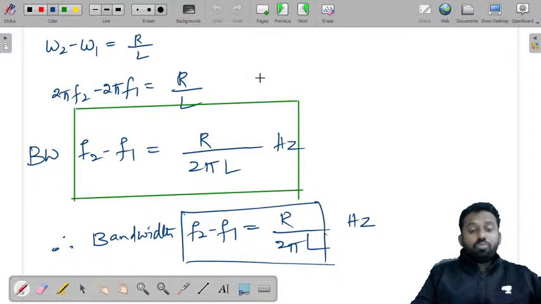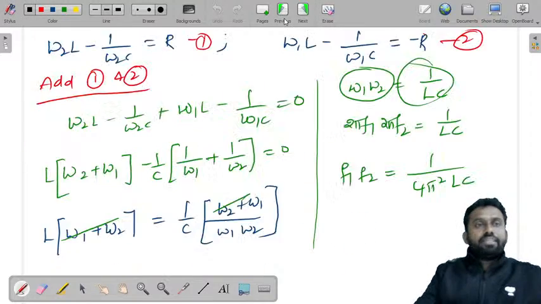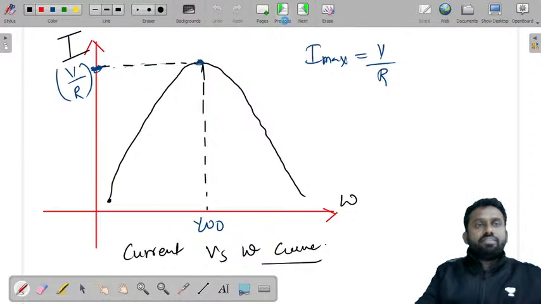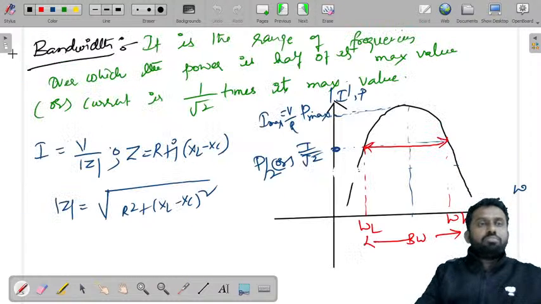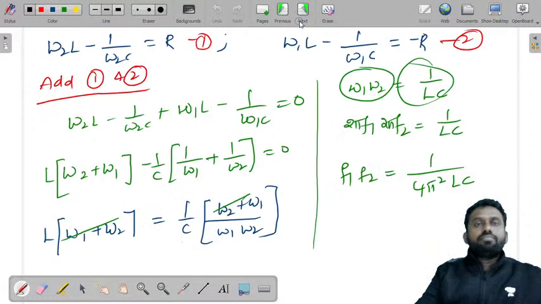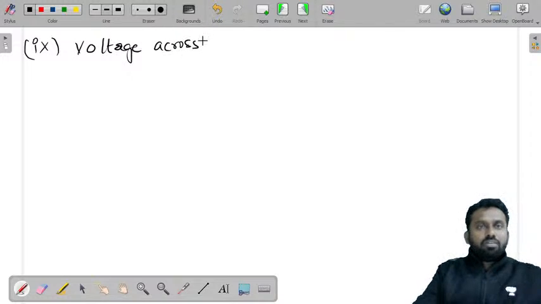Now let us take the voltage across the inductor. This is the same point we have to try. The 8th was bandwidth, and the 9th is the voltage across the inductor. What is the expression of the voltage across the inductor?